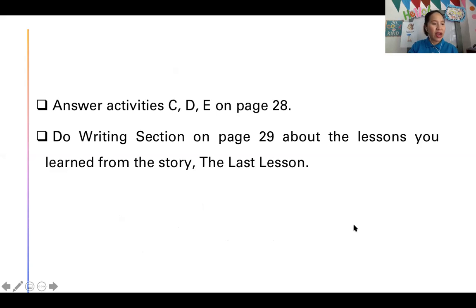So I want you to answer activities C, D, and E on page 28. Okay? Please follow. And this is very easy. If you have some questions, you know where to reach me. And you also do the writing section on page 29 about the lessons that you learned from the story, The Last Lesson. Part 1 pa lang of the story, but I hope that you can see some realizations there. You can see lessons that you can use. Lesson means moral lesson.